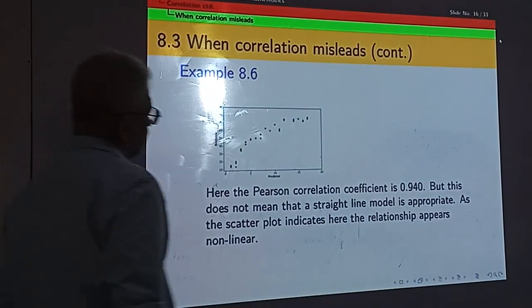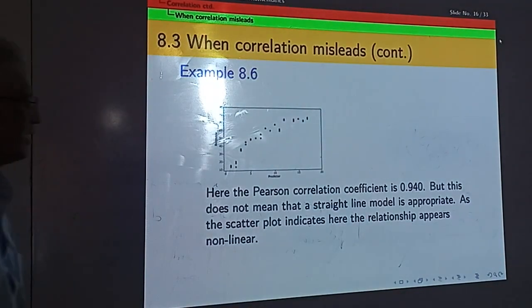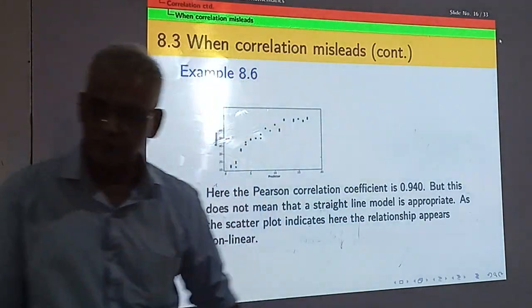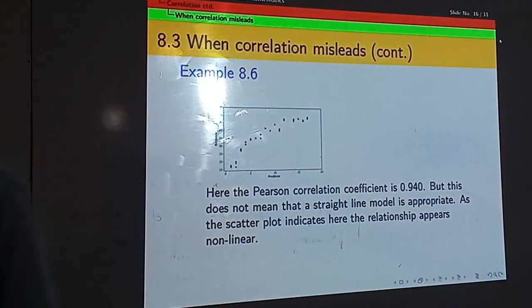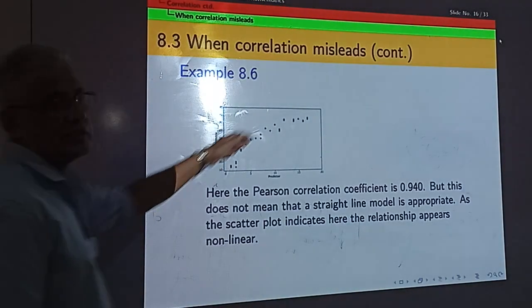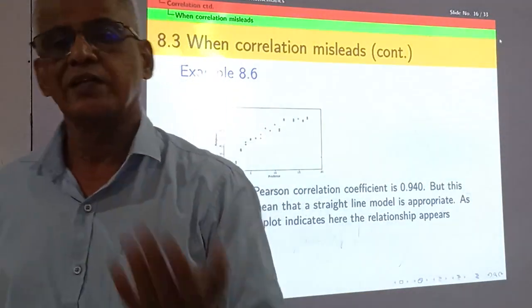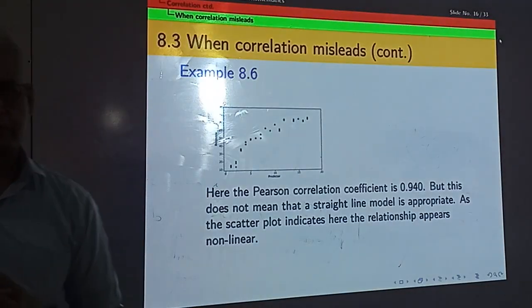And this one, if you calculate again without looking at the graph, R will be 0.94. So one would say there is a very strong linear relationship. But this is not a linear relationship. So if you say there is a very strong linear relationship, that is again a wrong interpretation.